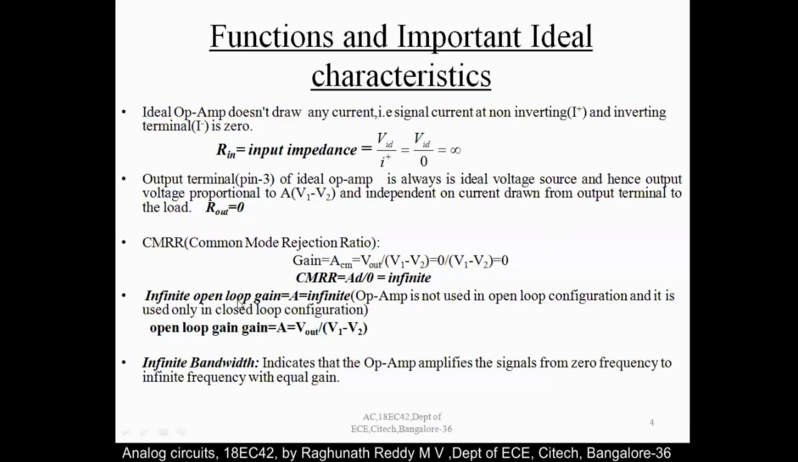The next important characteristic is infinite open loop gain. The open loop gain equals V out divided by V1 minus V2. The difference of the voltage in the denominator is very small, so that A is very high, or we can say that it is infinite. Next is infinite bandwidth. It indicates that op-amp can amplify the signal from 0 to infinite frequency with equal gain. Hence, it will have infinite bandwidth.